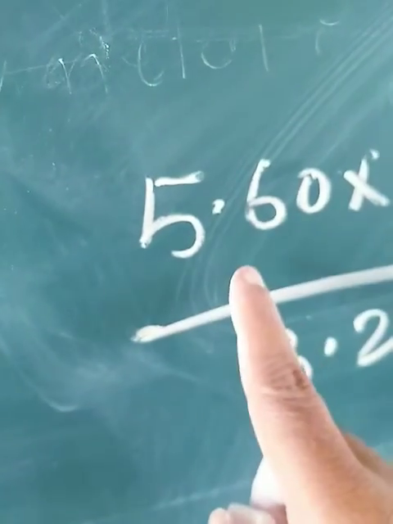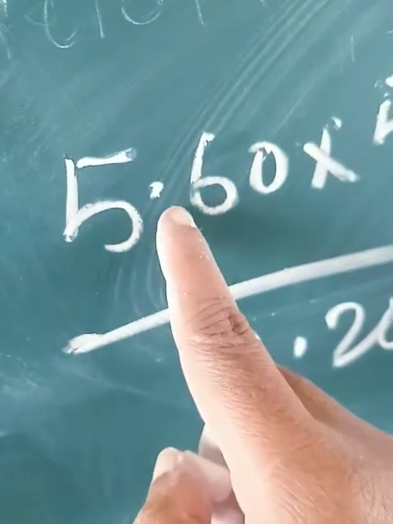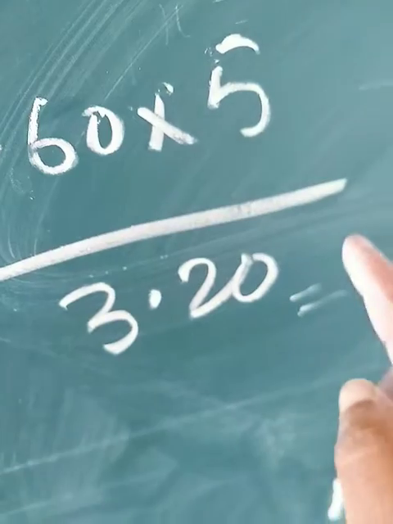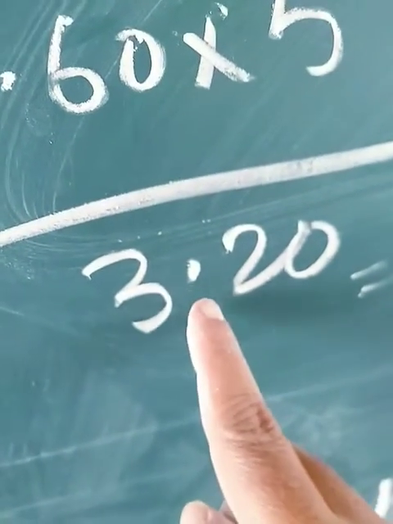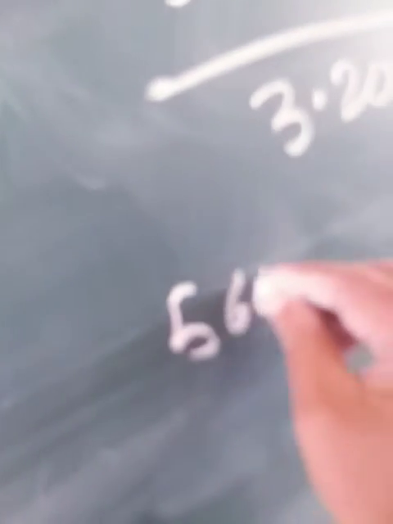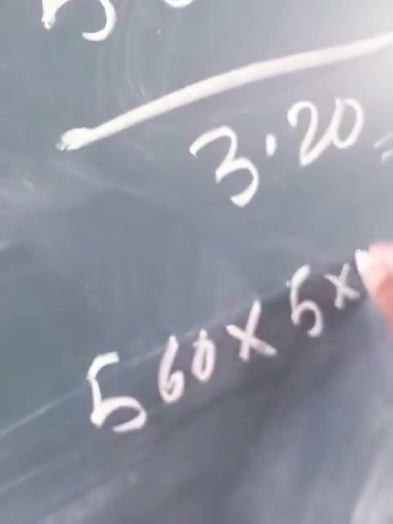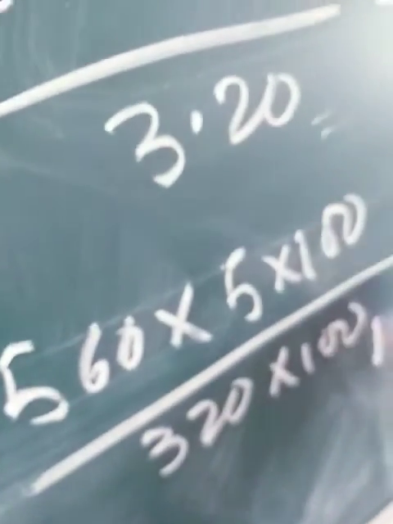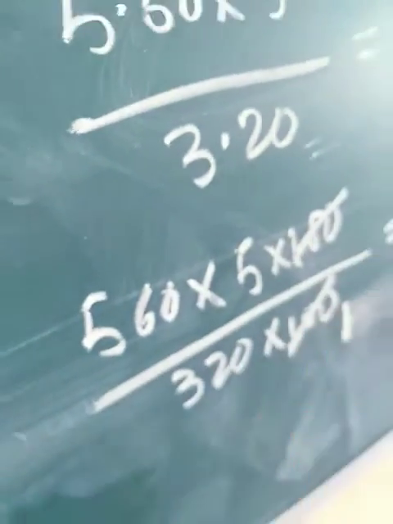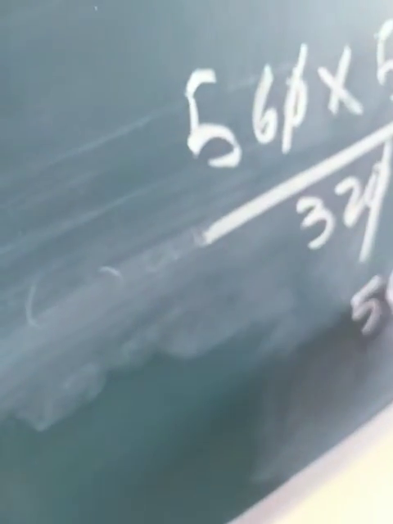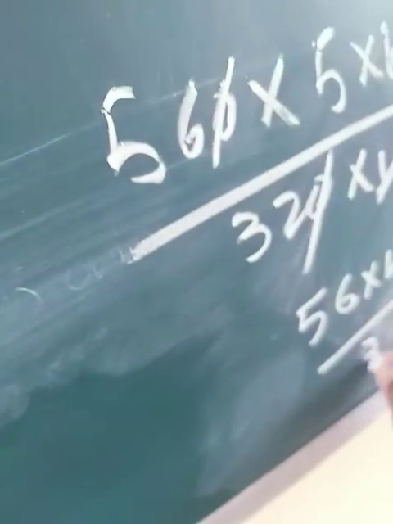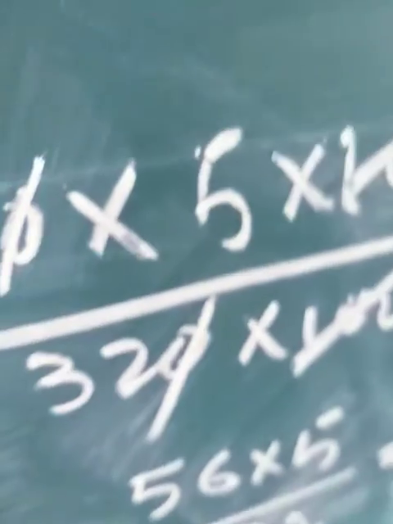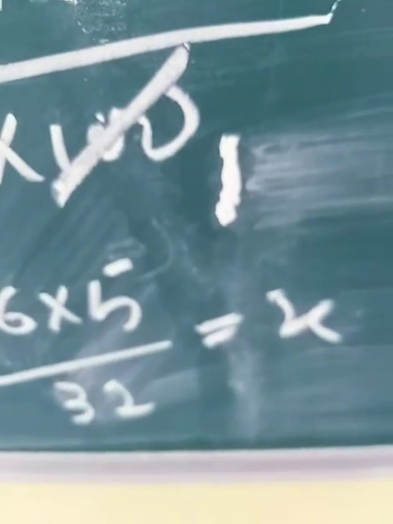Now what is the next thing we have to do? We have to remove this decimal. So when we remove the numerator decimal, we'll put the 0 in the denominator, and when we remove the denominator decimal, we'll put the 0 in the numerator. So 560 into 5 into 100 upon 320 into 100. Fine. So this 100 will be cancelled. This 0 would be also cancelled. So it will look like 56 into 5 upon 32. That will give you the value of x.